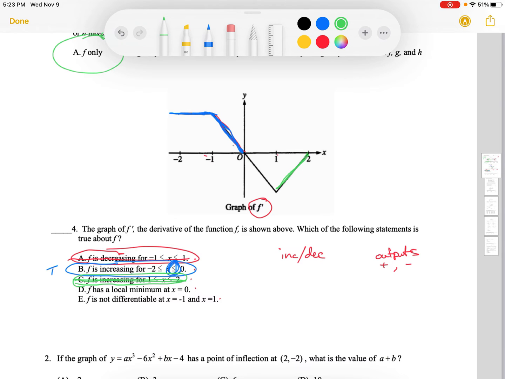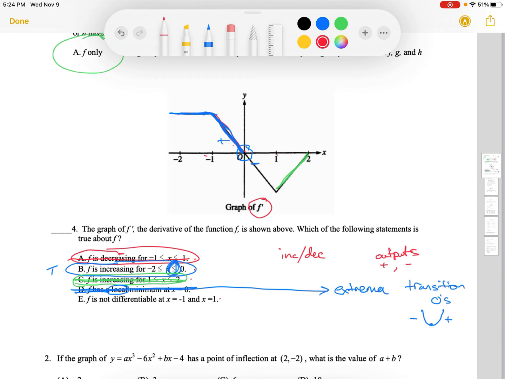A local min at x equals 0. Local is just another word for relative. So remember that when we're dealing with extrema, on a derivative graph, we're actually looking for, again, transition zeros. And we want a transition 0 where we are negative to positive. So we want a valley. This is a transition 0, but we're positive to negative. So this is actually a max. D is definitely not true.